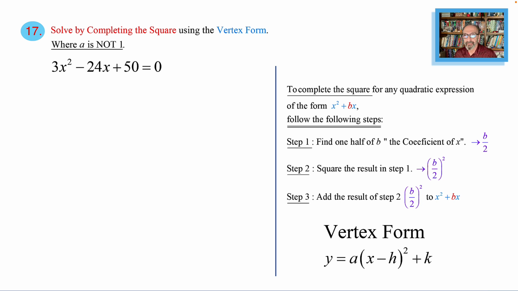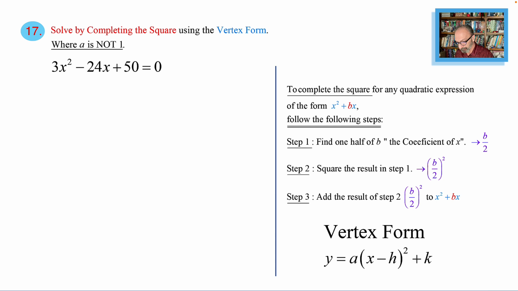Number 17. Solve by completing the square using the vertex form where a is not equal to 1. Now this right here is when a is not equal to 1. In this case, a equals 3. We need to handle it and make it 1. So let's get started.